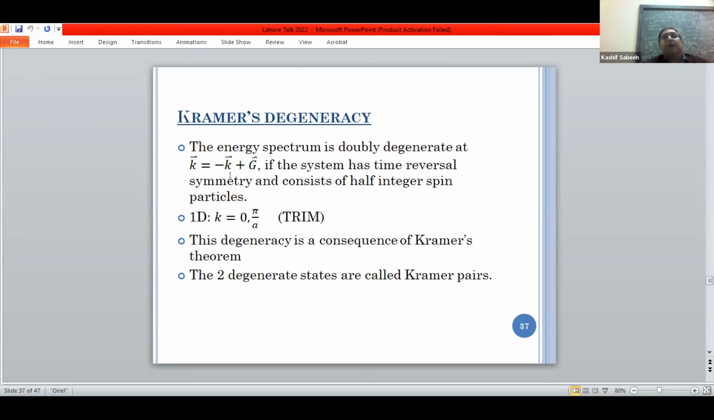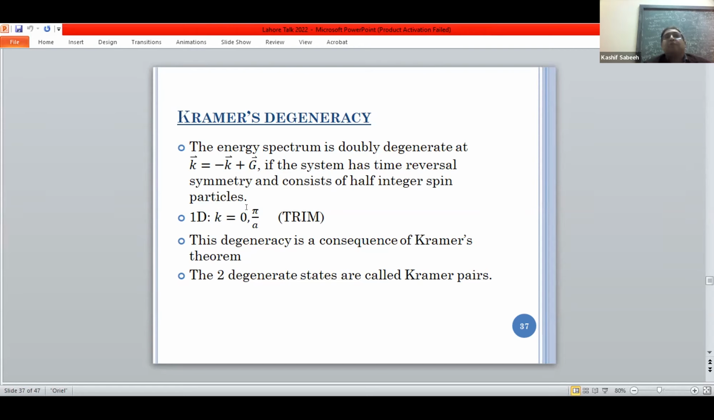Under time reversal, k goes to minus k, but you only define the k value up to a reciprocal lattice vector. So at these two points, the energies of the states are degenerate. And an important consequence of that is that there are certain momenta which are called time reversal invariant momenta, where when you send k to minus k, you get to the same point modulo a reciprocal lattice vector.